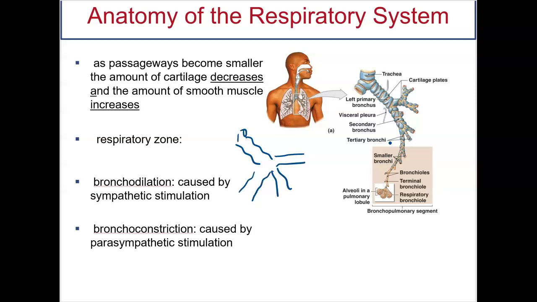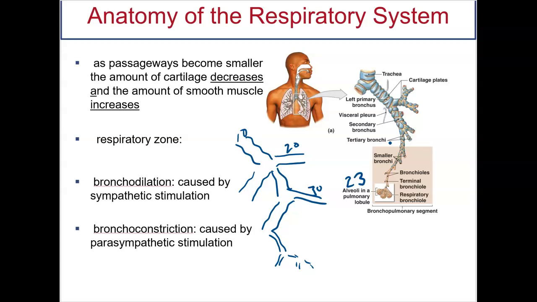This is primary. It'll split to form secondary, and then the secondary will split, and they're going to be tertiary. But then these will keep splitting smaller and smaller and smaller. And they actually say it splits up to 23 times, where the alveoli is the 23rd split. So that's pretty highly branched in your lungs.